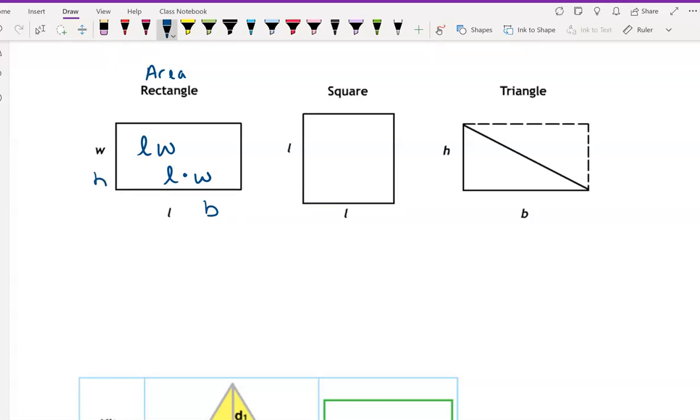Same thing with the square. If you had a square, you could write L times L, or you could just write L squared. That's the same as base times height, because in a square, it's going to be the same length on all sides. Now here's a triangle. Just a reminder, the area is going to be base times height divided by 2, or it could be L times W divided by 2.